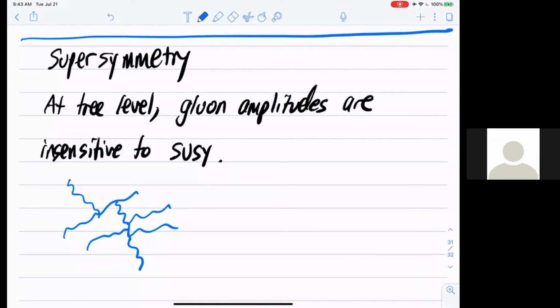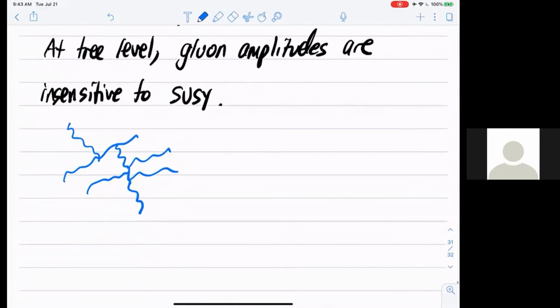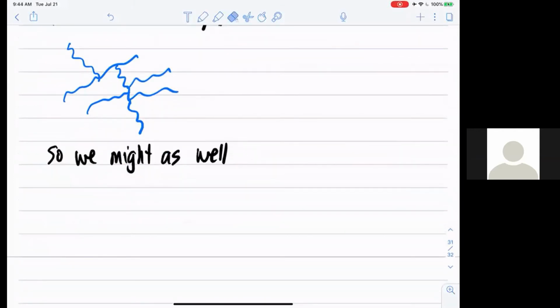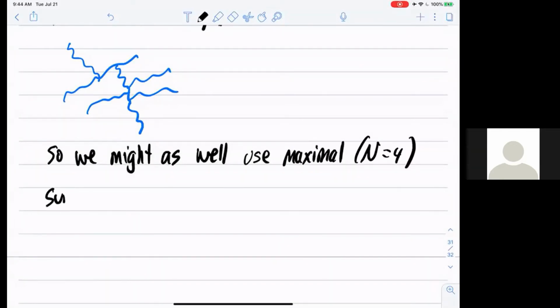So the upshot is that the tree-level scattering amplitudes in any Yang-Mills theory, even the gluon tree-level amplitudes in QCD, are exactly the same as they are in a theory with supersymmetry. So we might as well use the maximal amount of supersymmetry that's allowed, that is N equals 4 supersymmetry.